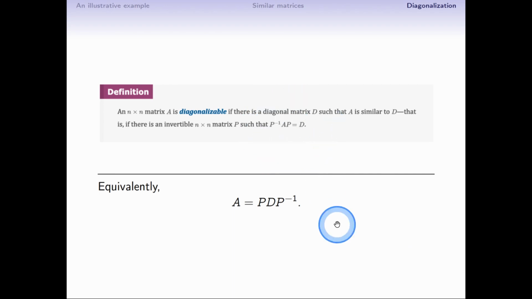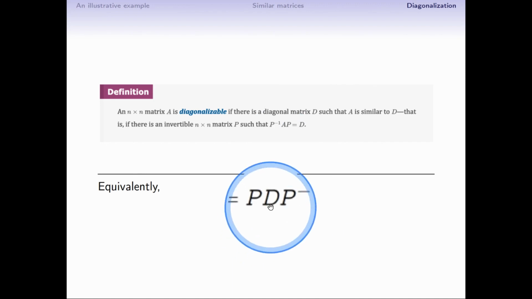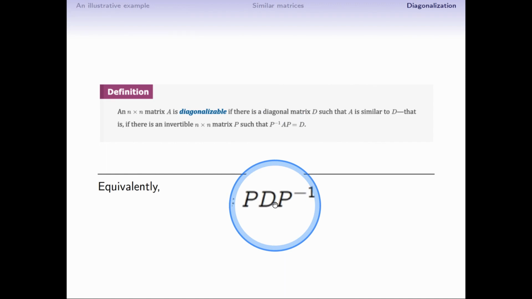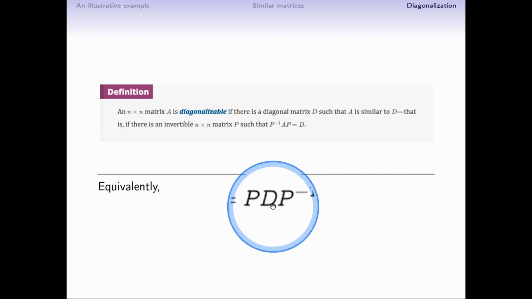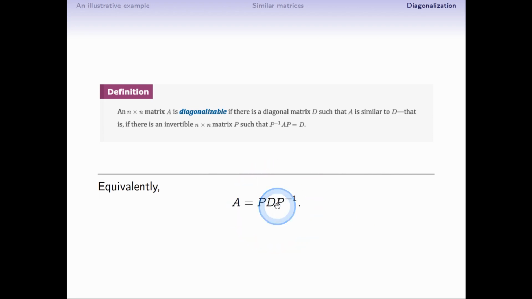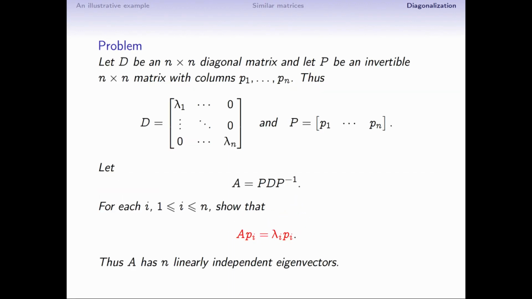Now, of course, this is equivalent to saying that the matrix A can be represented as the product P times D times P inverse. And this is the way I like to articulate diagonalizability. The matrix A is diagonalizable if it can be expressed in the form P times D times P inverse. Now, a matrix that's similar to a diagonal matrix, a matrix that satisfies an equation like this, has a very special property, and we're going to take this up in our next problem.